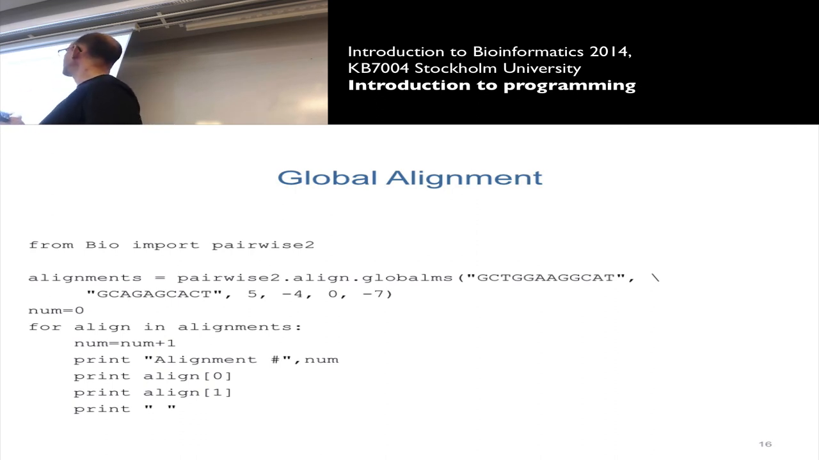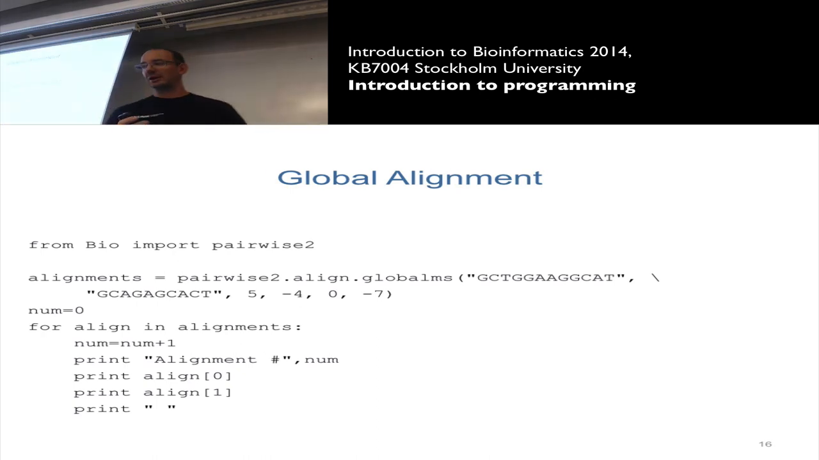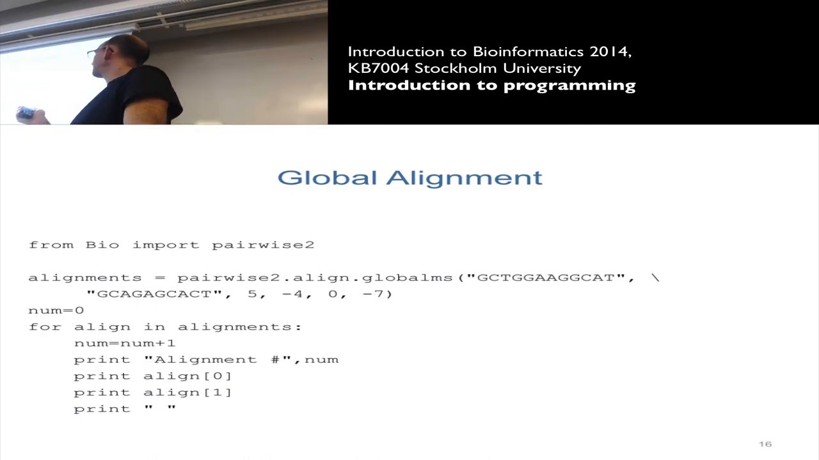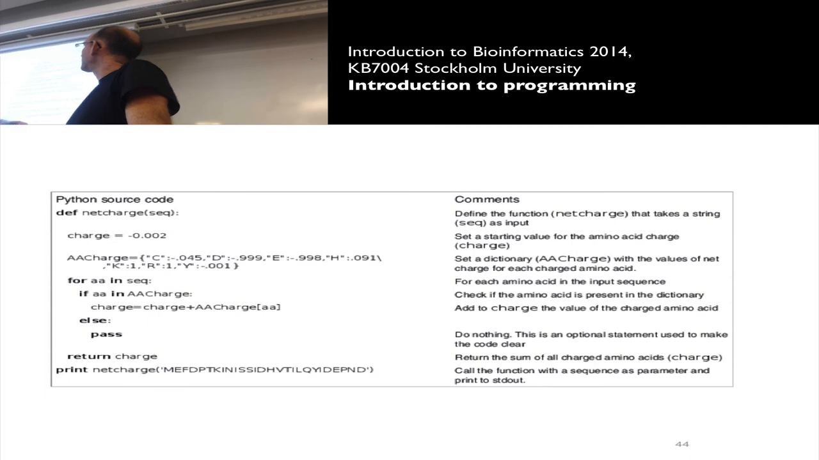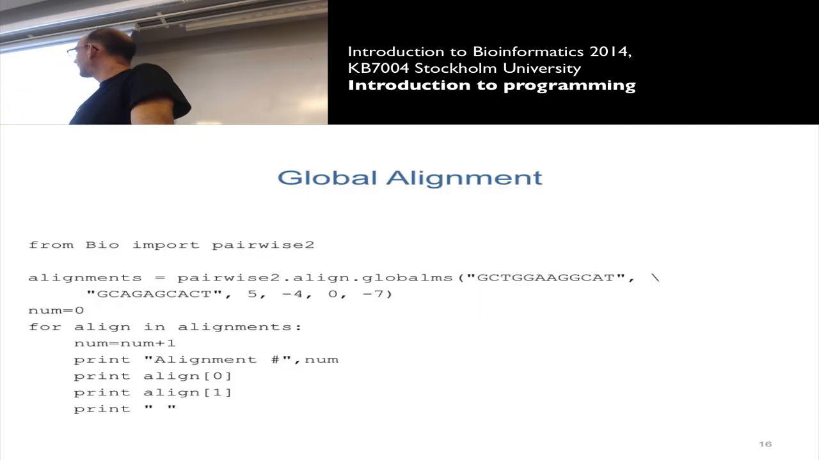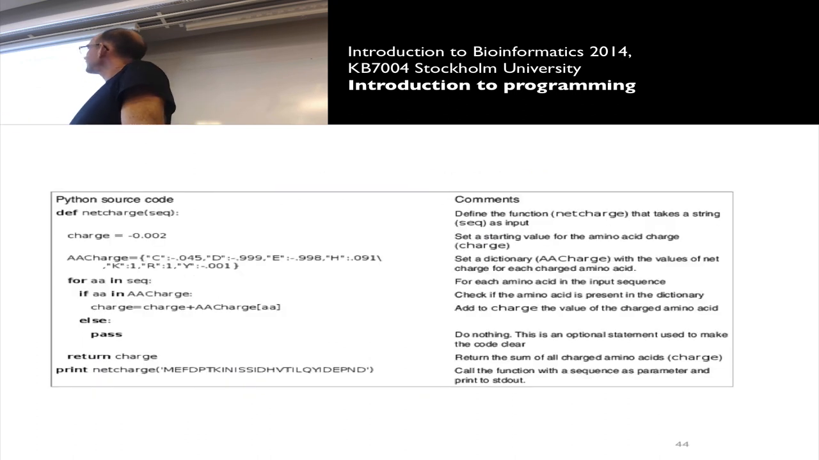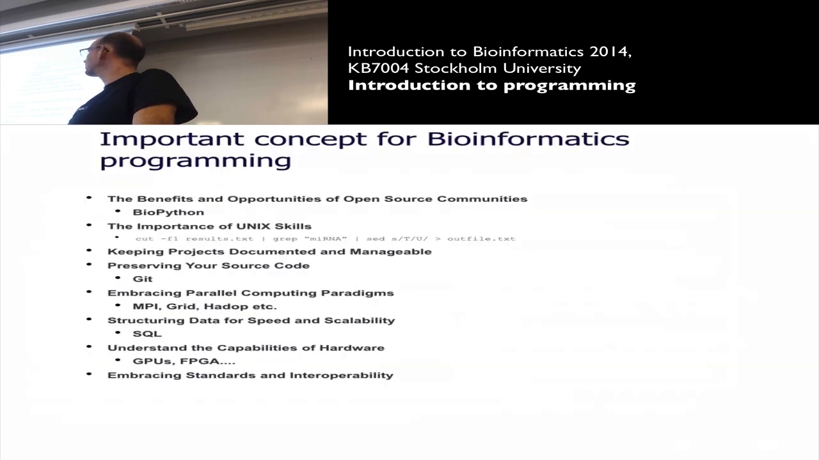You can also do things actually. This is an alignment. This is something we'll talk about later this week or next week: how do you find the optimal alignment of these two sequences? This is the Smith-Waterman algorithm, I guess, or it's called global here. It's a function called align.globalxx that is built into BioPython, so it can do this alignment by itself. So you write a small program that can do that and print out the alignment later. You can also do something like calculate the charge: you have the charged amino acids here, and then you go through your sequence and calculate what is the total charge.